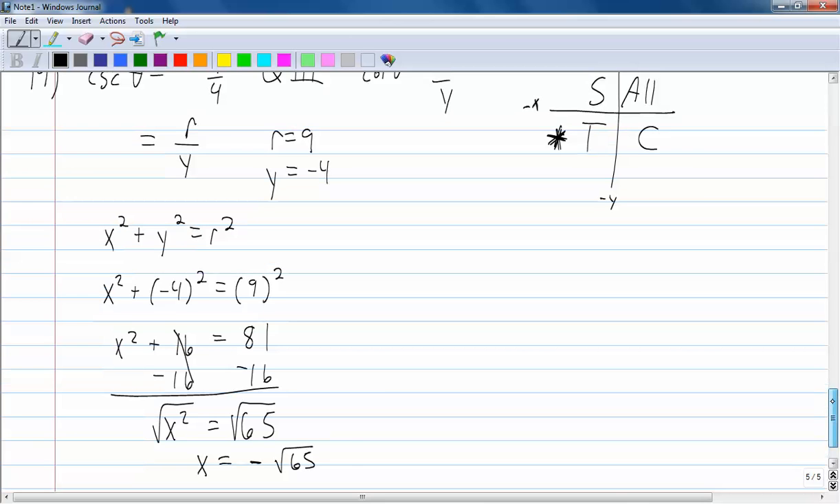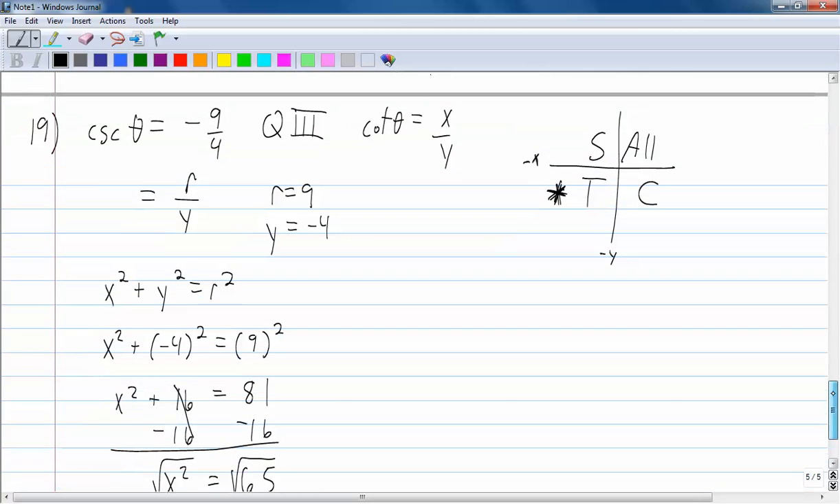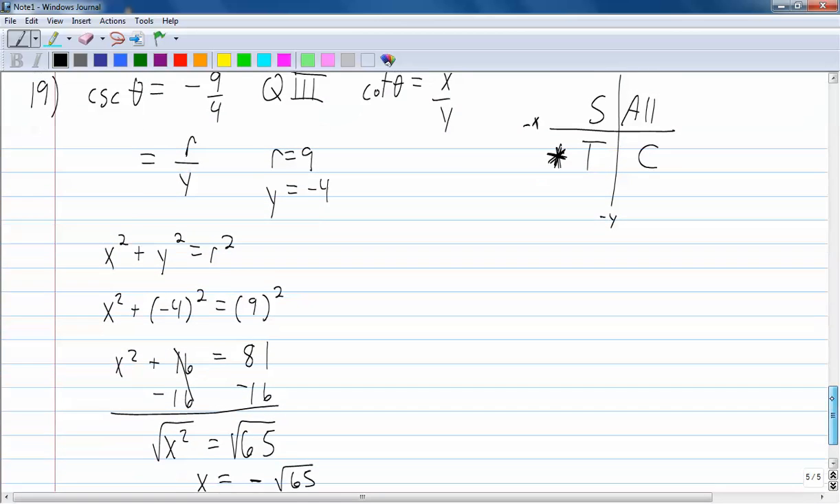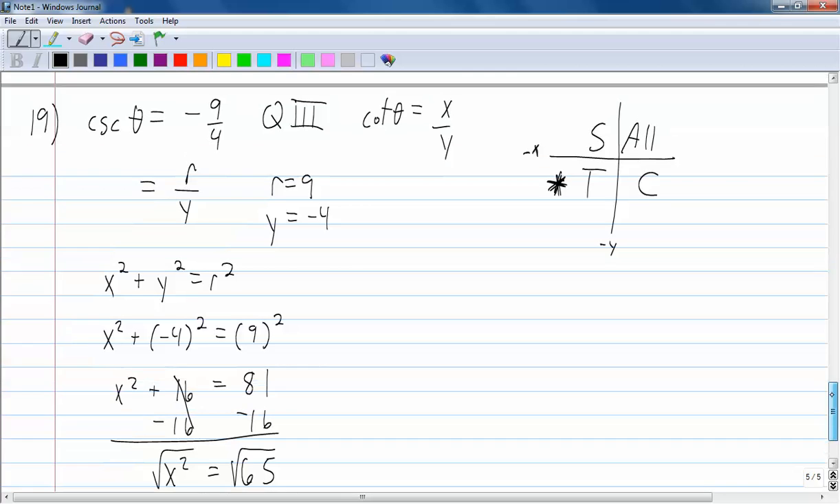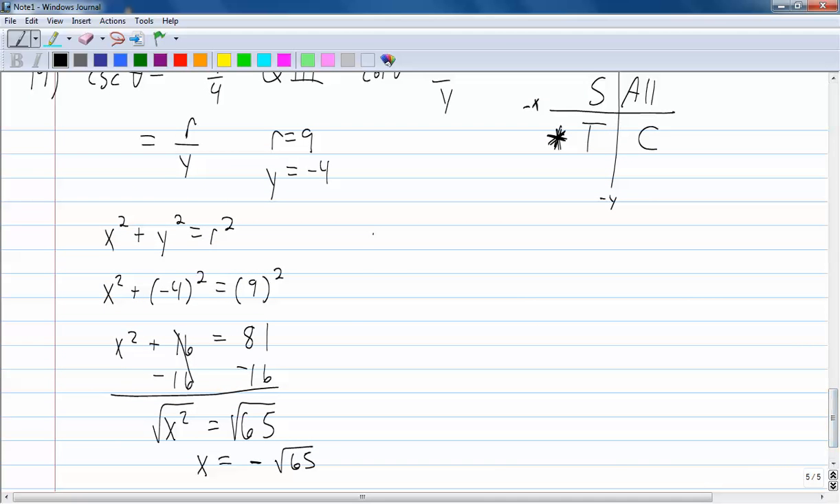So now we're almost done. We found what x was equal to. It was equal to negative square root of 65. Cotangent is x divided by y. So x is negative square root of 65. Y is negative 4. So I have a negative over a negative. That's a positive square root of 65 over 4. That's my final answer.